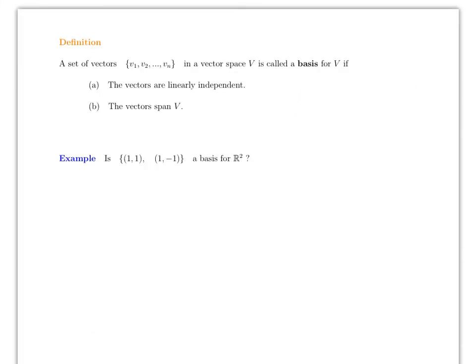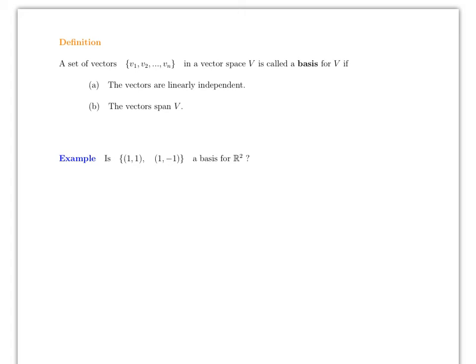All right, let's look at the following definition. A set of vectors v1 all the way to vn in any vector space V is called a basis for that vector space if these two conditions are satisfied. The vectors have to be linearly independent, which we know how to do now. And also the vectors have to span V, which we also know how to check.